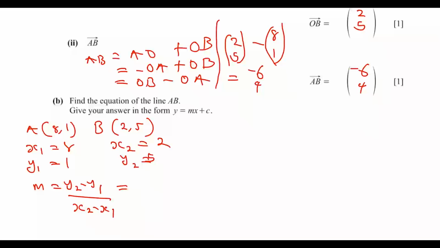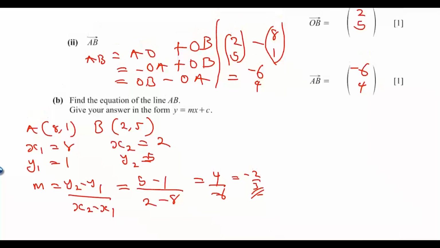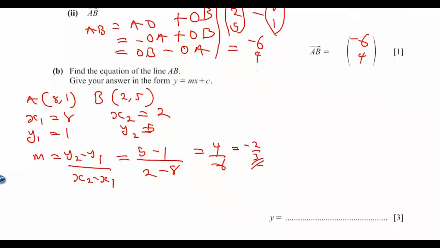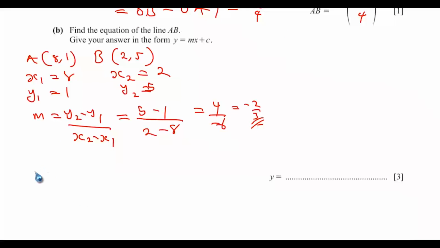So this will be equal to 5 minus 1 over 2 minus 8. So this will be equal to 4 over negative 6. And this is the same thing as minus 2 over 3. So that is the gradient. Okay, so the line AB passes through A and B, so we can use any of the coordinates. So the equation will be, let's use point A.